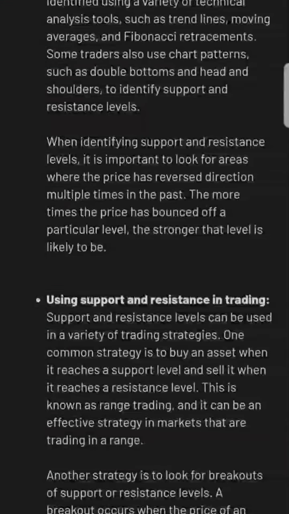Support and resistance levels can be identified using a variety of technical analysis tools, such as trend lines, moving averages, and Fibonacci retracements. Some traders also use chart patterns, such as double bottoms and head and shoulders, to identify support and resistance levels. When identifying support and resistance levels, it is important to look for areas where the price has reversed direction multiple times in the past. The more times the price has bounced off a particular level, the stronger that level is likely to be.